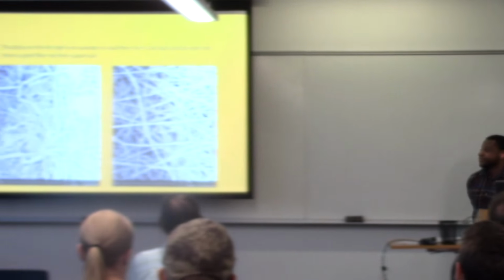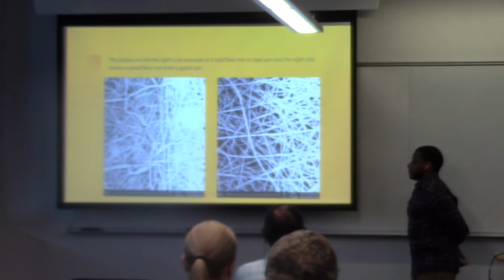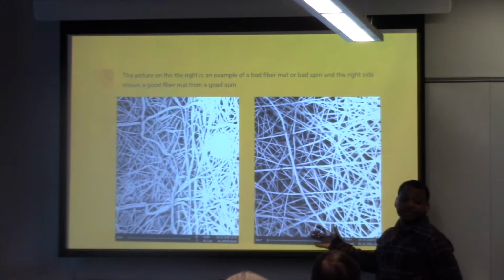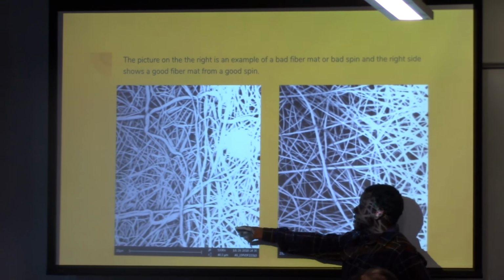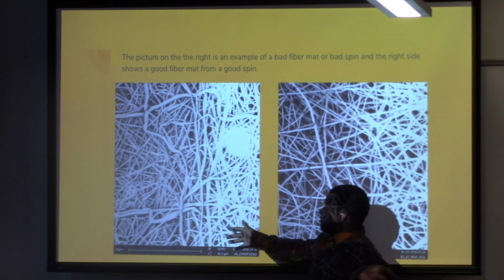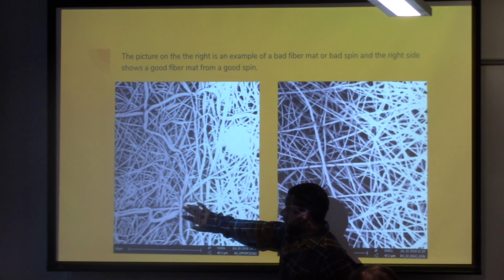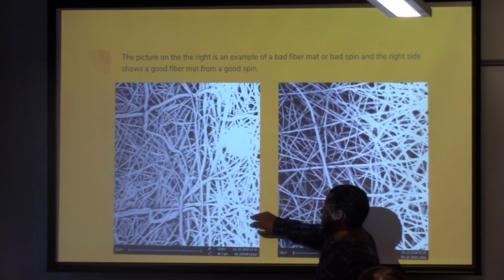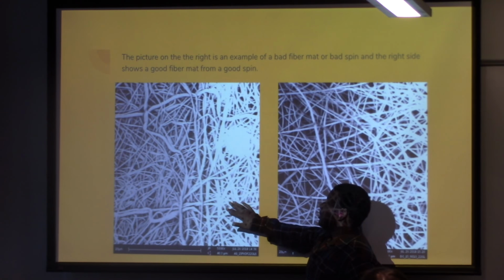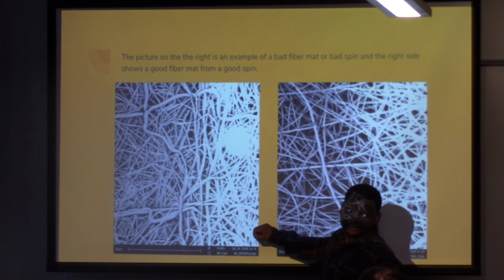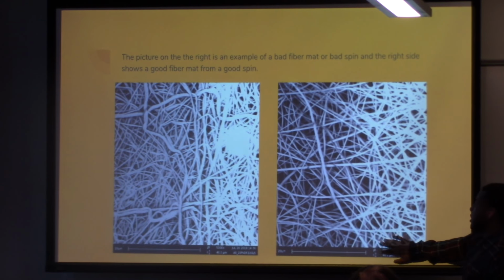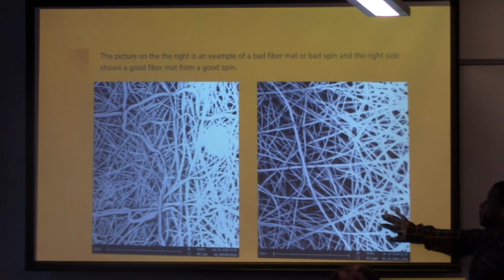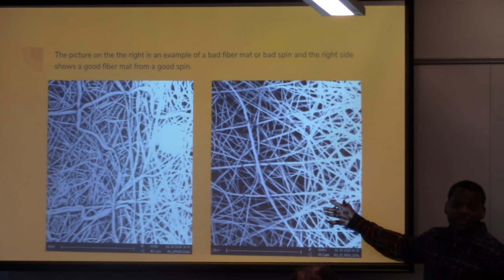These pictures are two examples of what we see in the SEM. This is a bad picture because we see really big fibers, hooks in fibers. The diameters of fibers are not uniform. Here, however, all the fibers are uniform. You can see individual fibers.